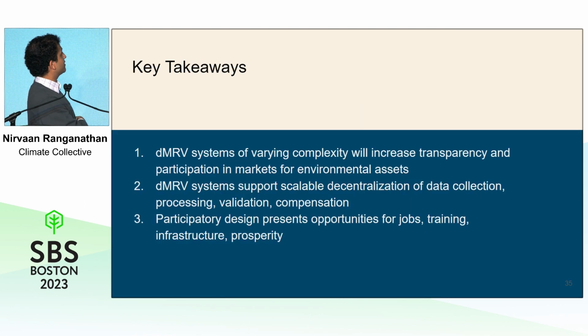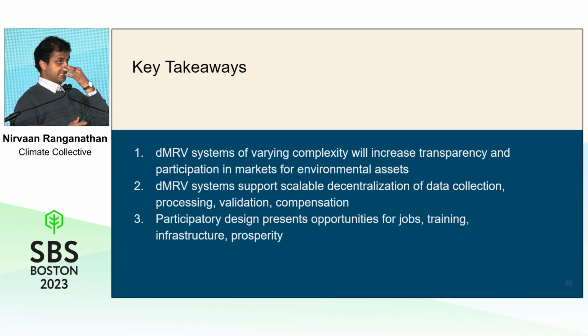So with that, I'll start wrapping up. I think the key takeaways here: DMRV systems of varying complexity. I think that's quite an important piece. They don't have to be super complicated. Some of them do, some of them don't. But DMRV systems of varying complexity will increase the transparency and participation in markets for environmental assets, both on the supply side and on the demand side. Once things are a lot more transparent, it gives buyers a lot more conviction that this is indeed happening.